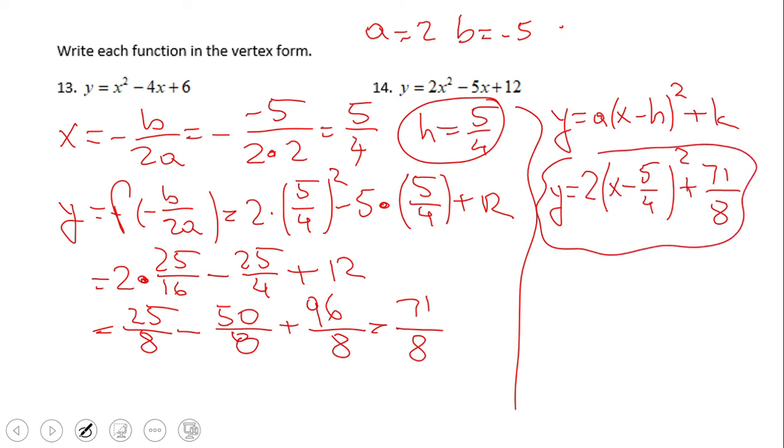So if you have the answer y equals 2 times the quantity x minus 5 over 4 squared plus 71 over 8, you did a wonderful job. Standard form, right here on top, and the vertex form. Notice I use fractions, however, if you want to use decimals and a calculator, go ahead.